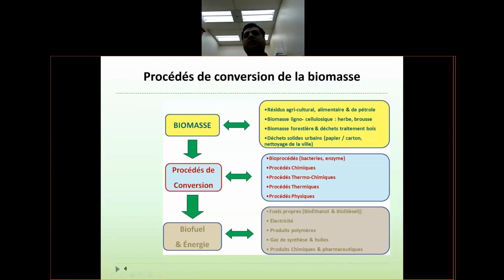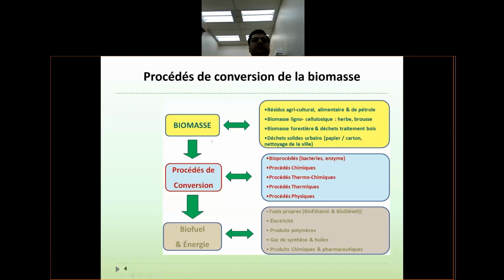And there are different processes for biomass conversion, like biochemical processes with bacteria and enzymes, chemical processes, thermochemical processes, thermal and physical processes. Okay, next week I will ask you what is the difference between a chemical process and a thermochemical process. Because I hope you understand the difference between each of these processes. But next time we will discuss this. Keep it in mind, you need to practice what they are.